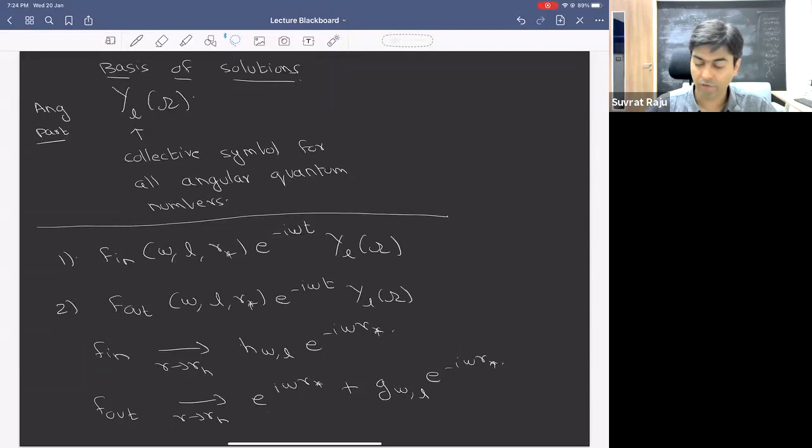I'm calling them f in and f out because this one is ingoing in the sense that I explained, in that when you go close to the horizon, as t increases, r star must decrease for phase to be constant, and that means the solution is moving inwards towards the horizon. This one actually has both components, but the important one we are interested in is the e to the i omega r star component. And this e to the i omega r star component has the property that as t increases, r star must decrease, and therefore it looks like it's outgoing at the horizon. Okay, and that's what gives it the names f in and f out.